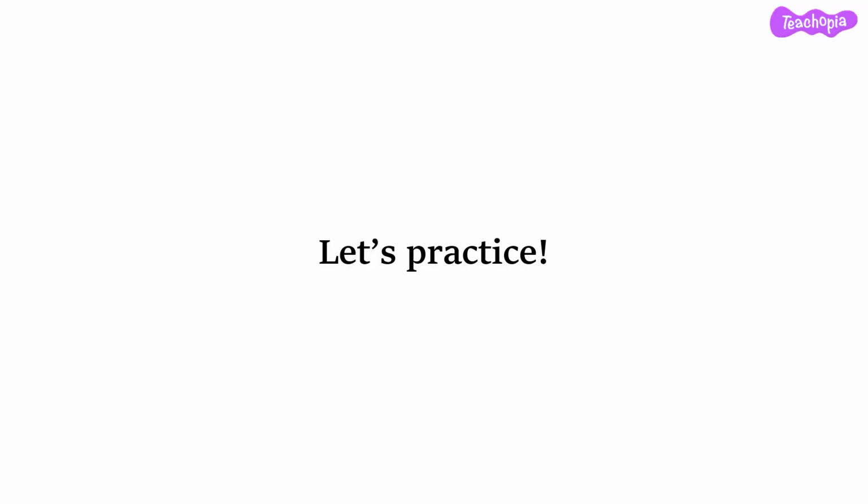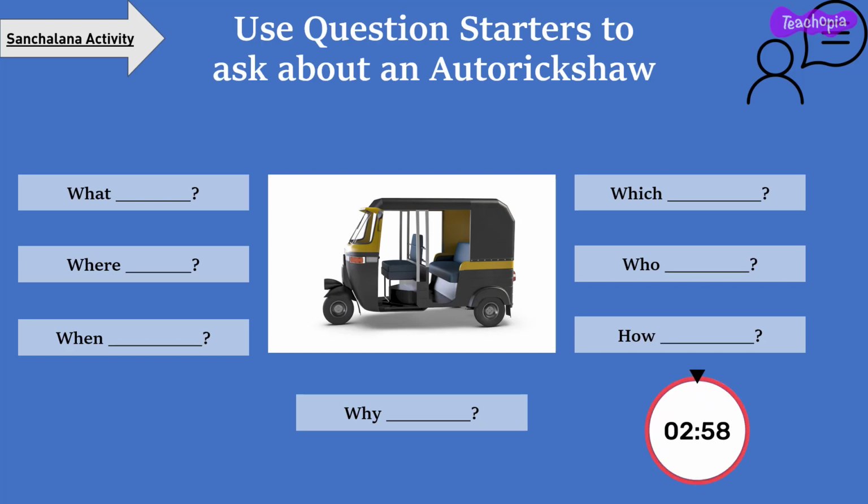Let's practice as to how this activity would actually be conducted on the Saturday cycle. First, when this screen is presented to you and the timer starts, we as presenters would call out the instruction. It would be something like this. Use question starters to ask about an auto rickshaw.